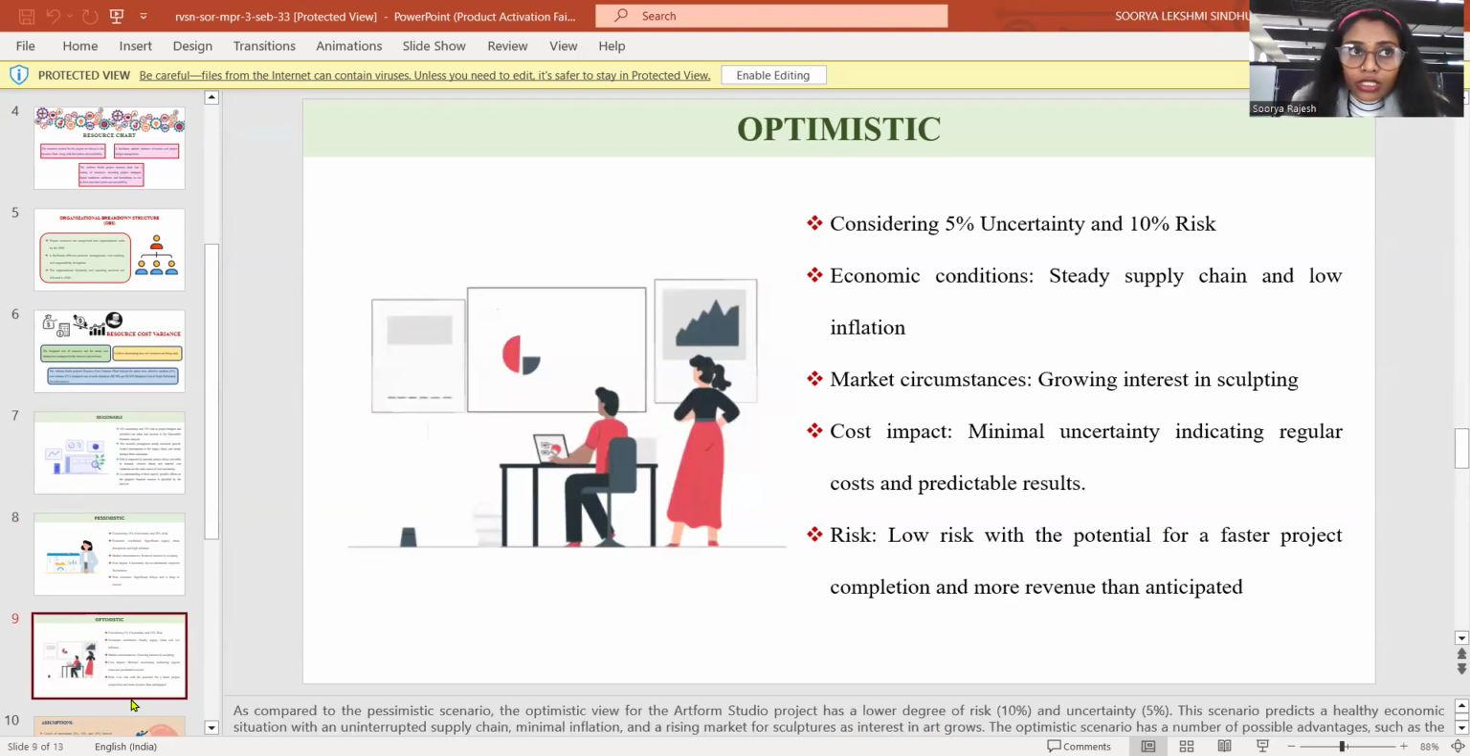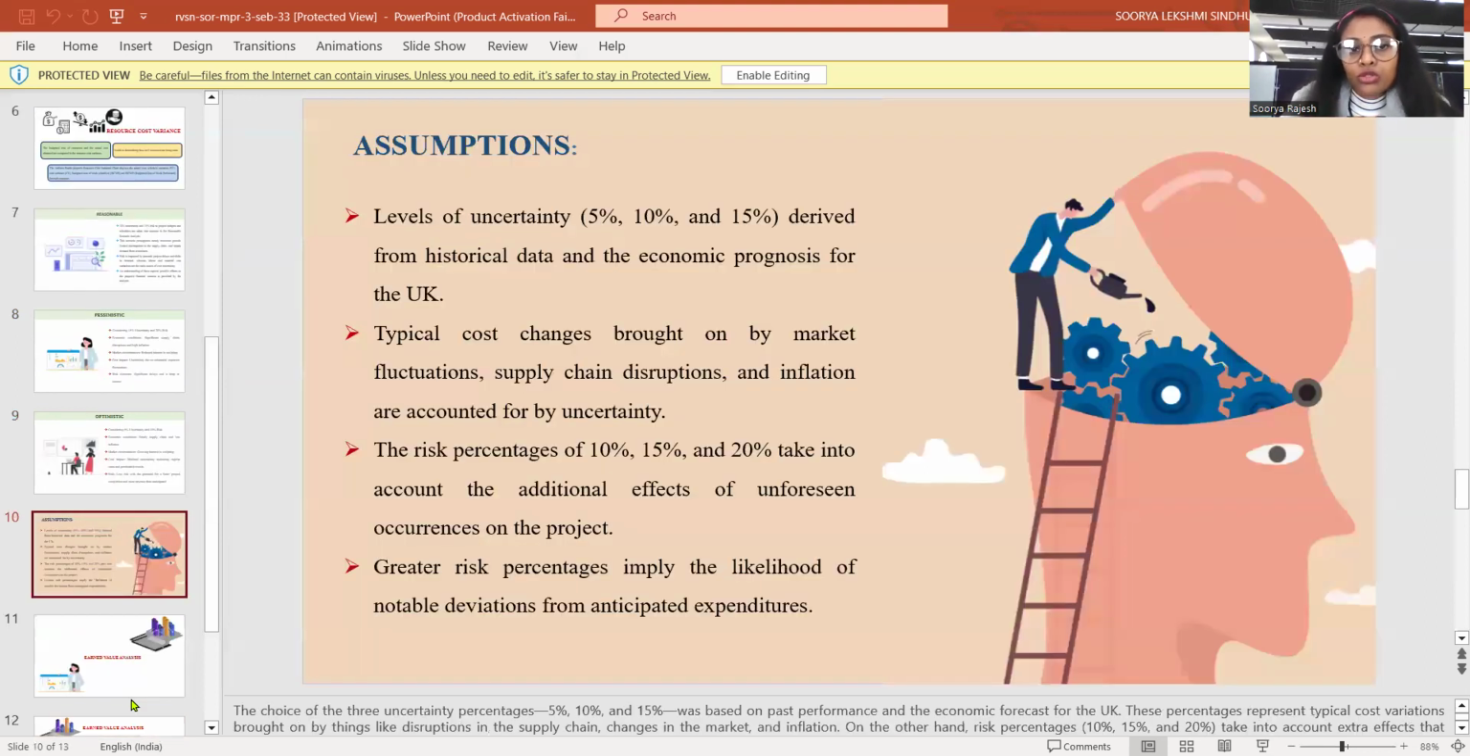Another one is optimistic. Here, compared to the other scenarios, the optimistic view of the Art Form Studio project has lower risk, that is 10%, and the uncertainty is 5%. This scenario assumes healthy economic conditions, an uninterrupted supply chain, minimum inflation, a rising market for sculptures, and growing interest in art. It has a number of possible advantages also. These factors are clearly shown in our Excel in our project.